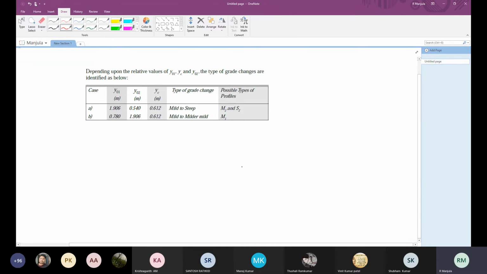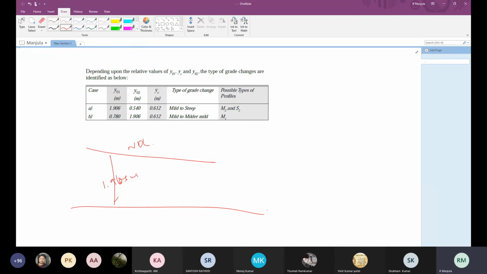So I will draw the diagram here. Let us see. So first normal depth line is 1.906 meter. Okay, and the critical depth line is in between somewhere here. It is 0.612 meters. So this is NDL, this is CDL. When NDL is greater than CDL, it is a mild slope. So it is a mild slope profile.